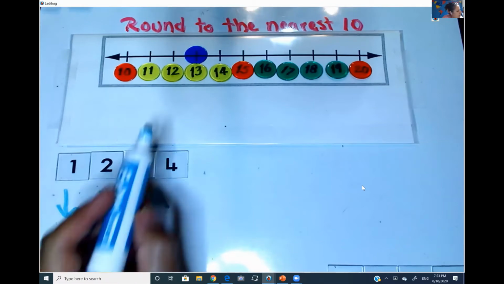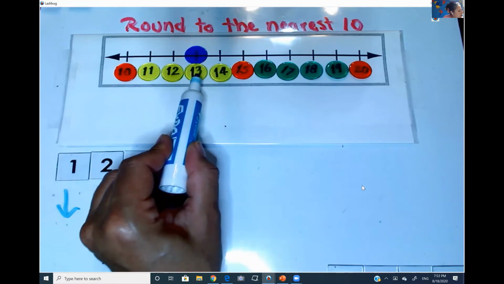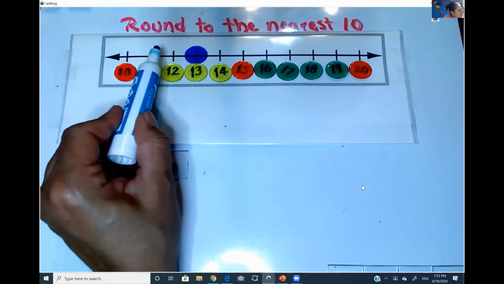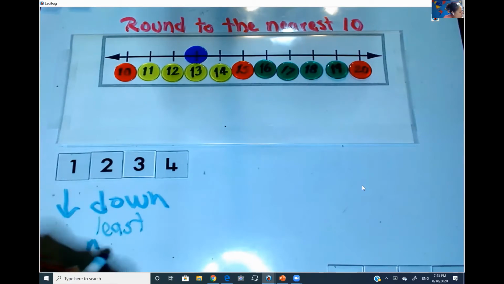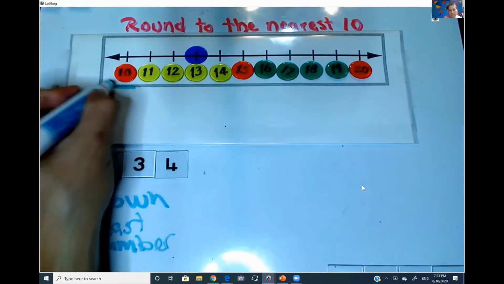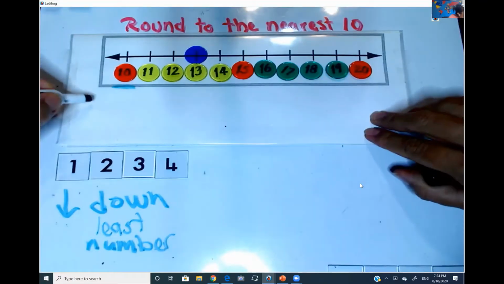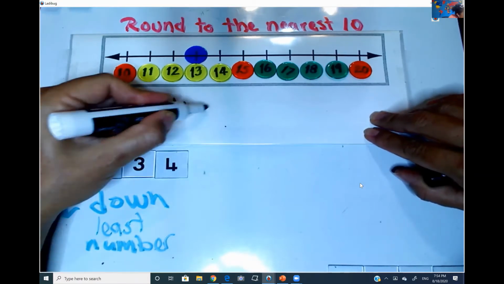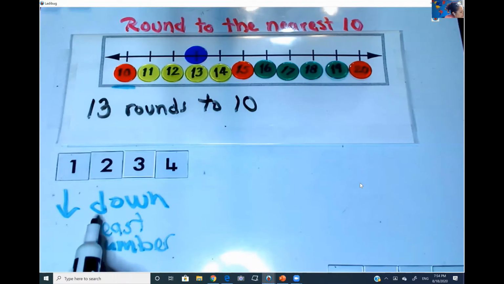So for example, the number I'm trying to look at here is number 13, and 13 finishes in 3. And if you notice, 3 is in this group of numbers. So that means I'm going to go down, or that means I'm trying to get to the least number. In this case, the least number is going to be number 10. So I can tell that number 13 rounds to 10.